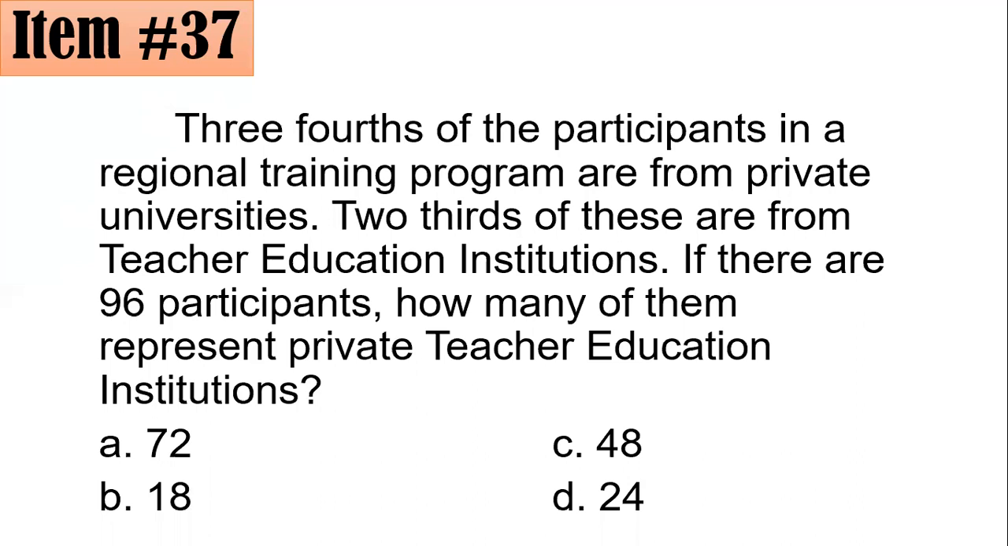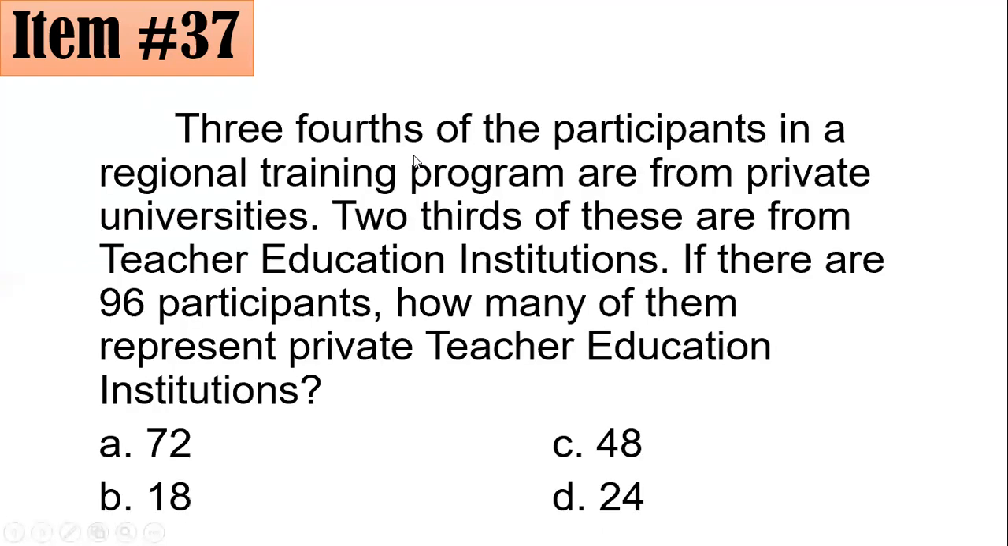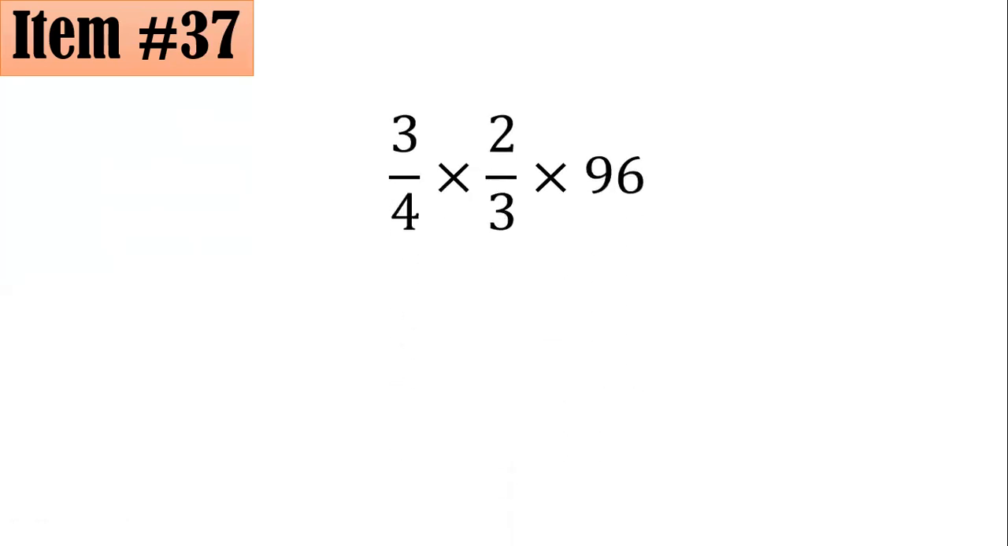For this one, remember that 3/4 of them are from private and 2/3 are from teacher ed. That's why you have to multiply 3/4 times 2/3 times 96.